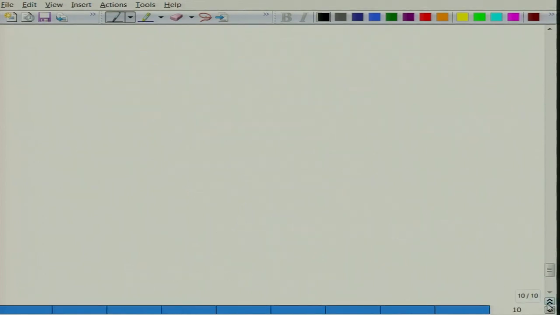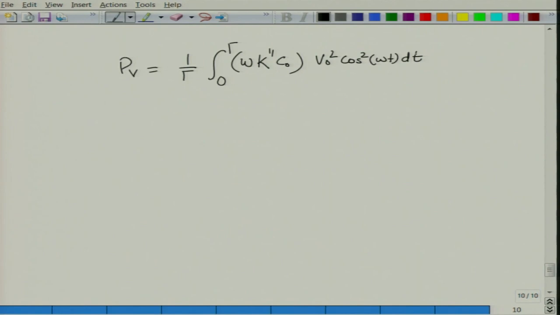Then we can write P average is equal to 1 over the time period, integrated from 0 to the time period, omega kappa prime C naught into V naught square cos square omega t dt. And V becomes V square because one V term comes from the current term and the second is the voltage term itself, so V multiplies itself. If you take V equal to V naught cos omega t.